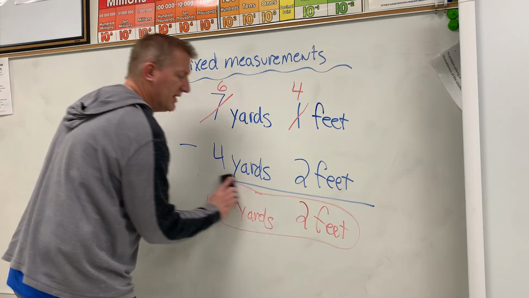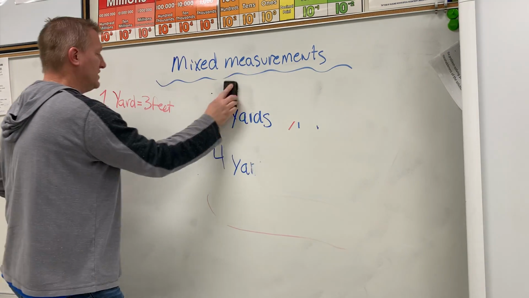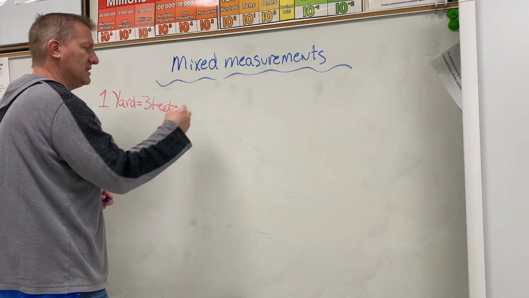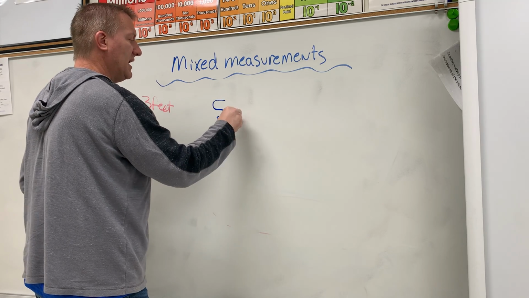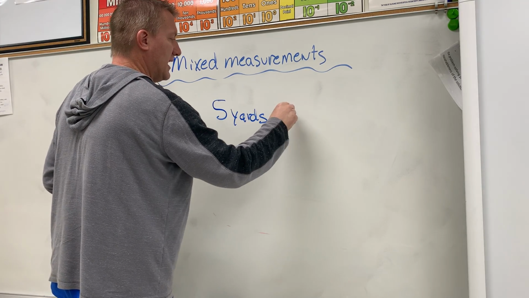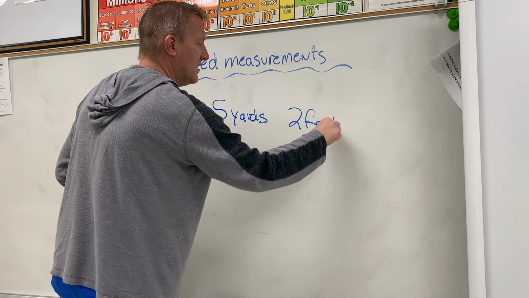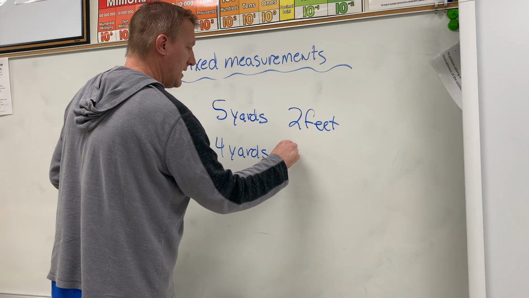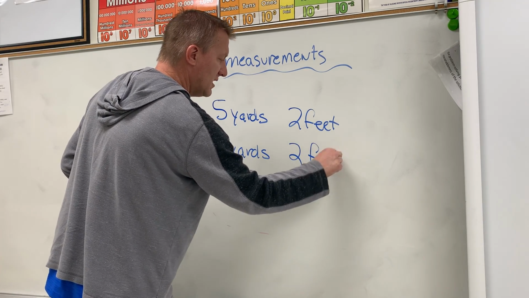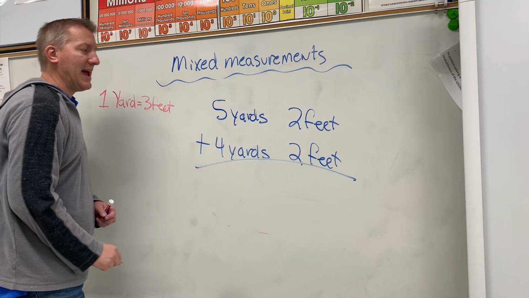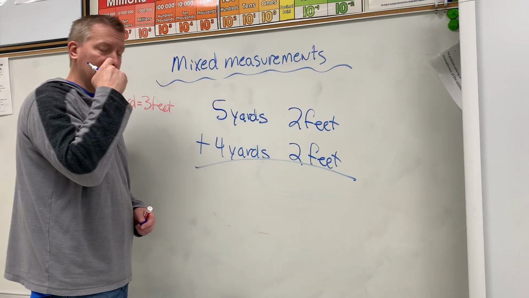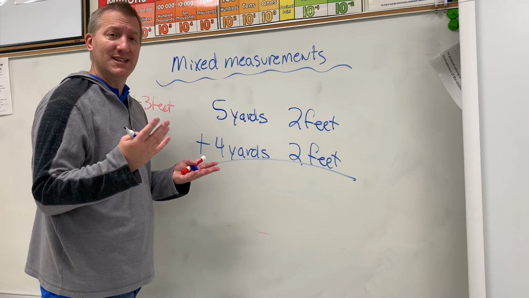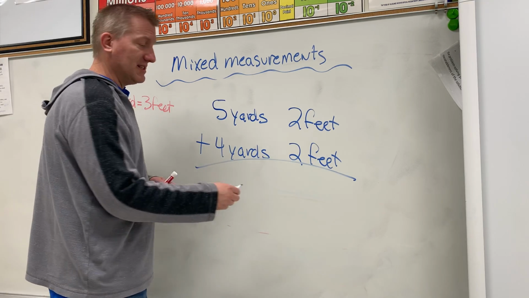Let me quick show you an addition problem. We'll use yards and feet since we already have yards and feet up here. So let's look at this. So let's go 5 yards and 2 feet plus 4 yards and 2 feet. All right, so this time we're gonna add. So 2 plus 2 is 4, but 4 feet is over a yard, isn't it?